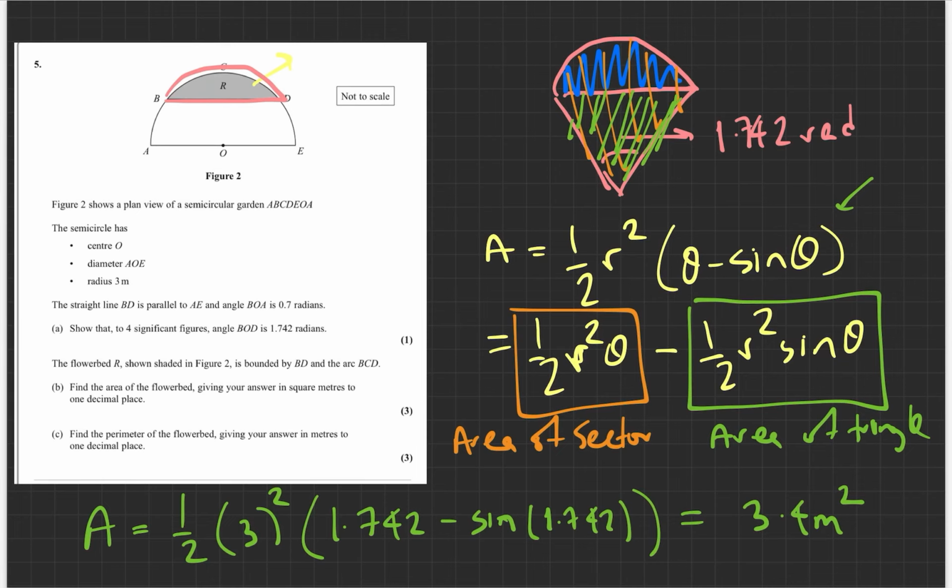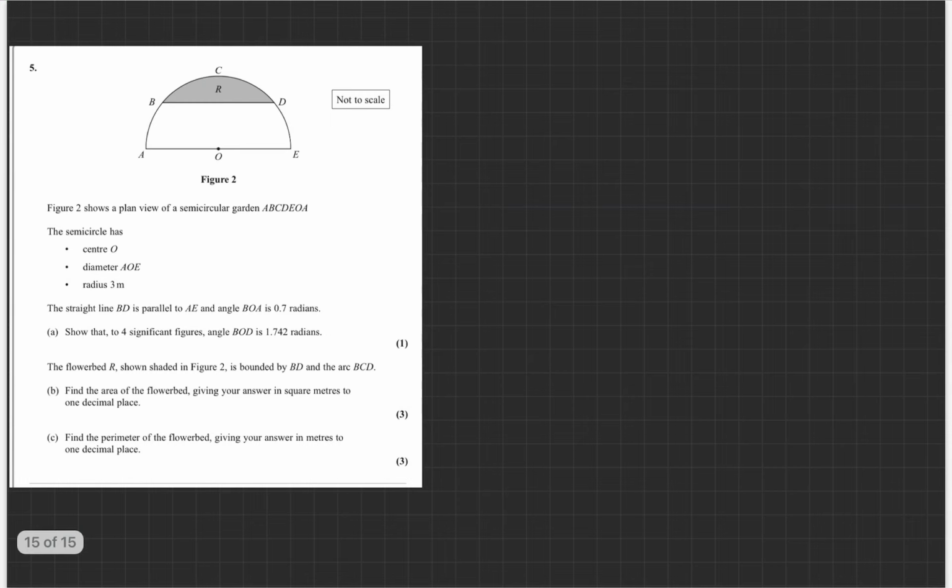And finally, let's go on to part C. Part C tells us to find the perimeter of the flower bed, also giving your answer to one decimal place. So let me just draw the whole semicircle here again.